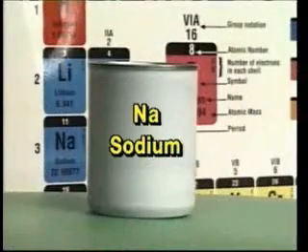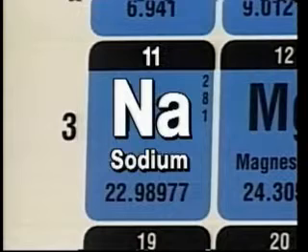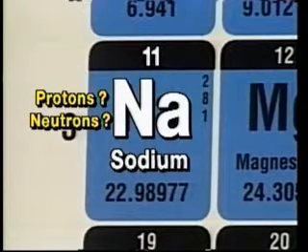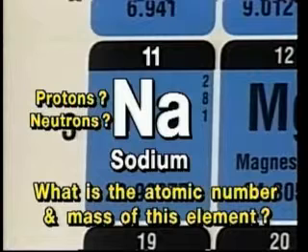Now let's consider the element sodium, which has the chemical symbol or shorthand Na. How many protons appear here in the nucleus? And how many neutrons are evident in the nucleus? Now, based on this information, what is the atomic number and mass of this element?